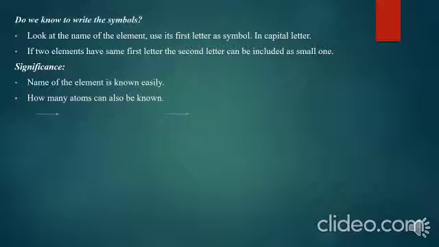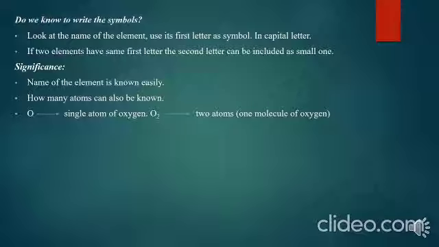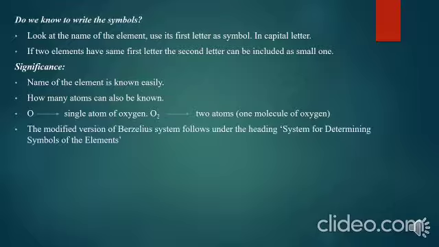The second one: how many atoms are present can also be represented in this symbol. For example, if I write only O, it tells me a single atom of oxygen. If I write O2, it is 2 atoms or 1 molecule of oxygen. Therefore, this system is followed under the heading System for Determining Symbols of the Elements.